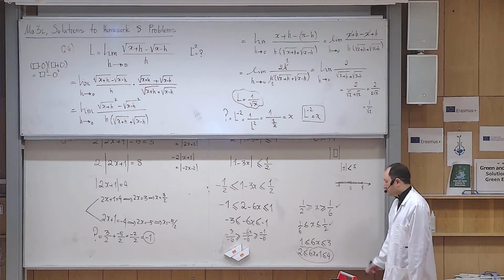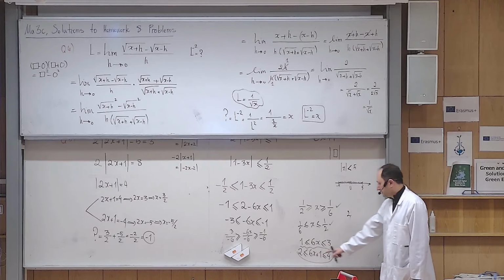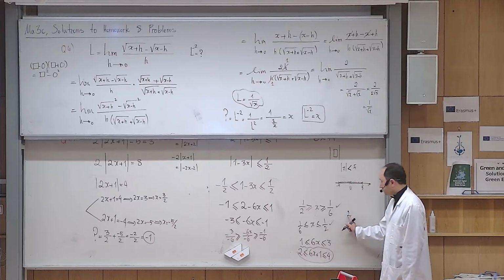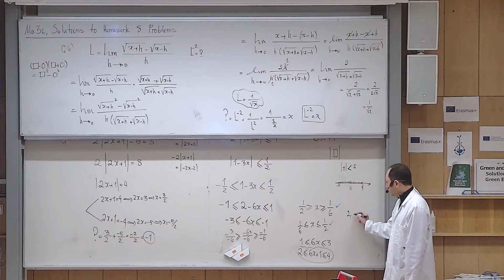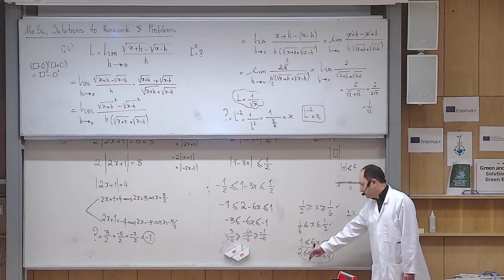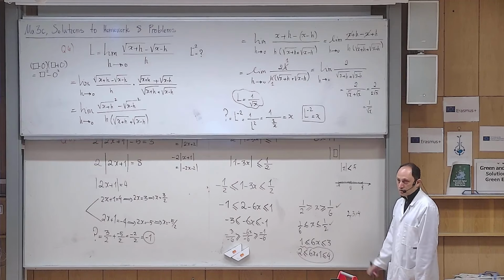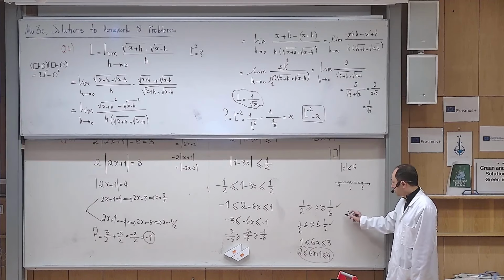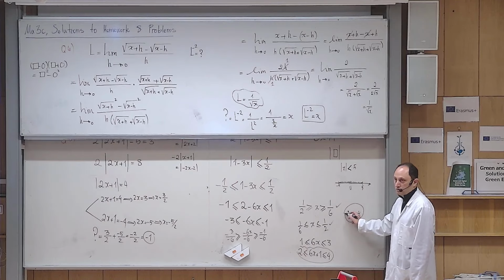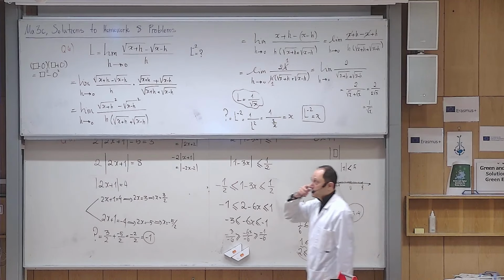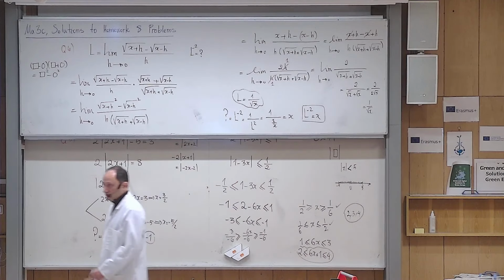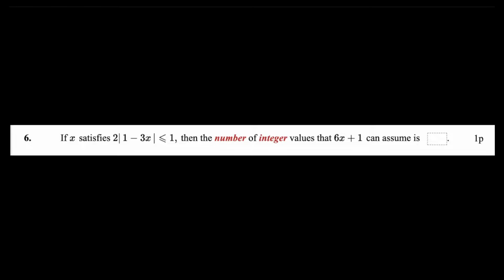Which ones are acceptable? 2 is acceptable because of equality and being an integer. The next one is 3. 3 is between 2 and 4. And the next one is 4. Yes? 4 is also acceptable. So how many integers do you see? 3. And the question is asking you the number of integers. Okay? So the number of integers is just 3. You put it here like this.